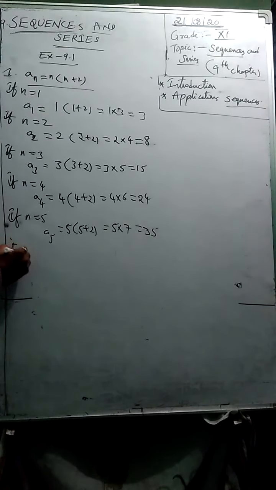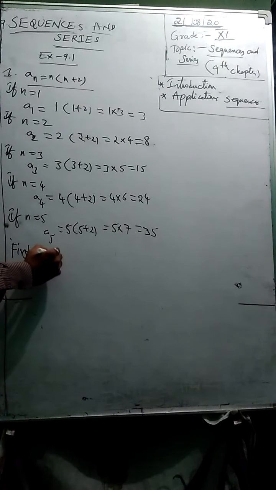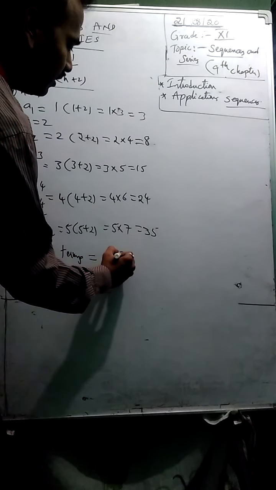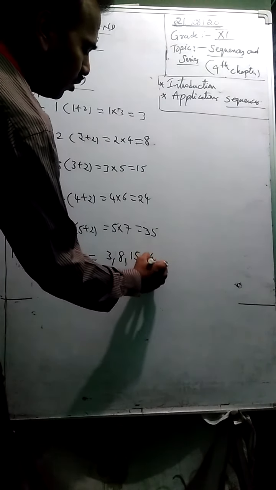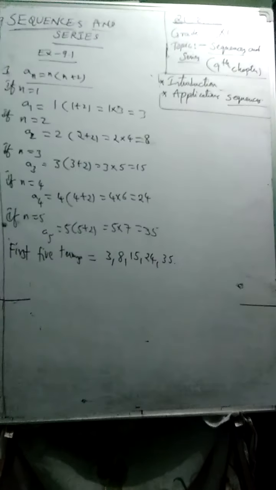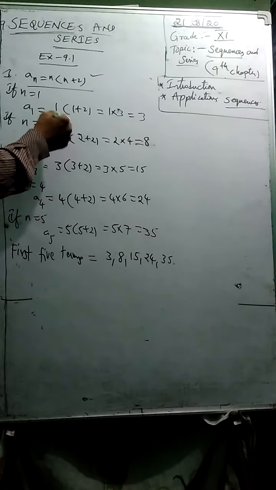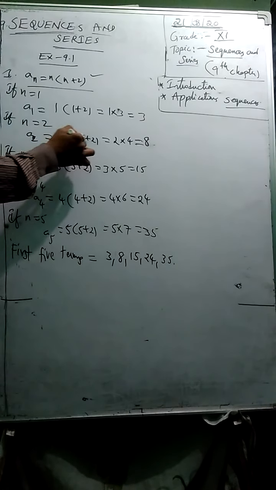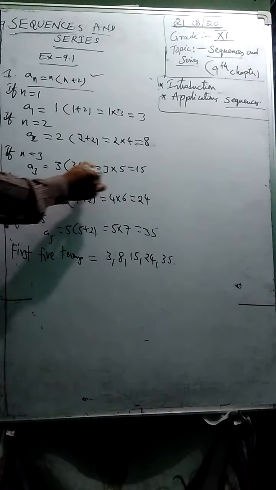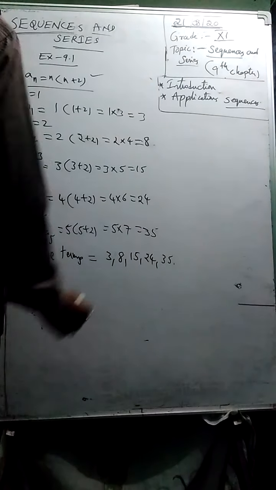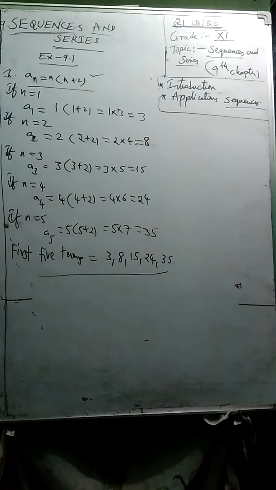So this is the way to solve problems on sequences. Write first 5 terms. First 5 terms are 3, 8, 15, 24, 35. So this is a way to find, students, whatever problems you get, you can do in a similar manner. If you take n is equal to 1 in the given nth term formula, we get 1 into 3, 3. If we substitute 2 into 4, 8; 3 into 5, 15; 4 into 6, 24; 5 into 7, 35. So these are the first 5 terms of the given sequence.